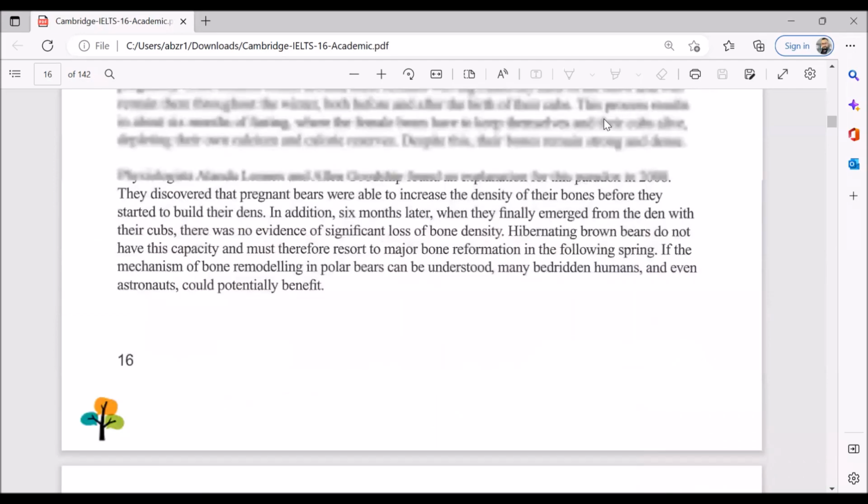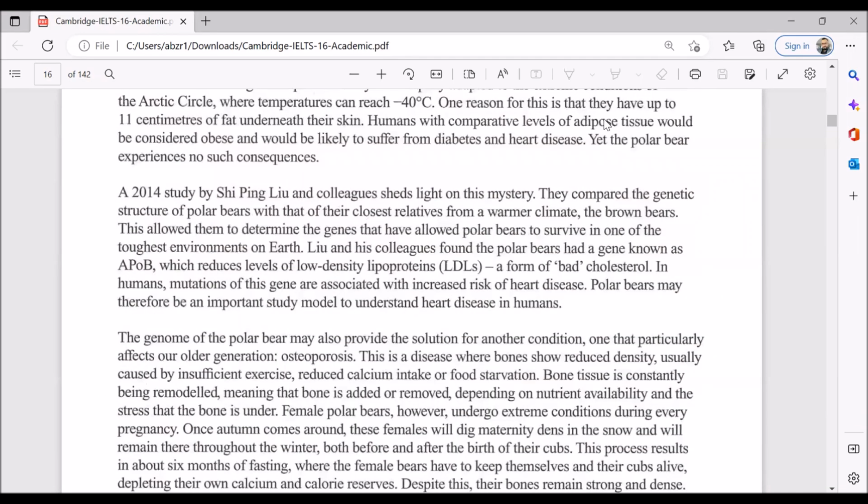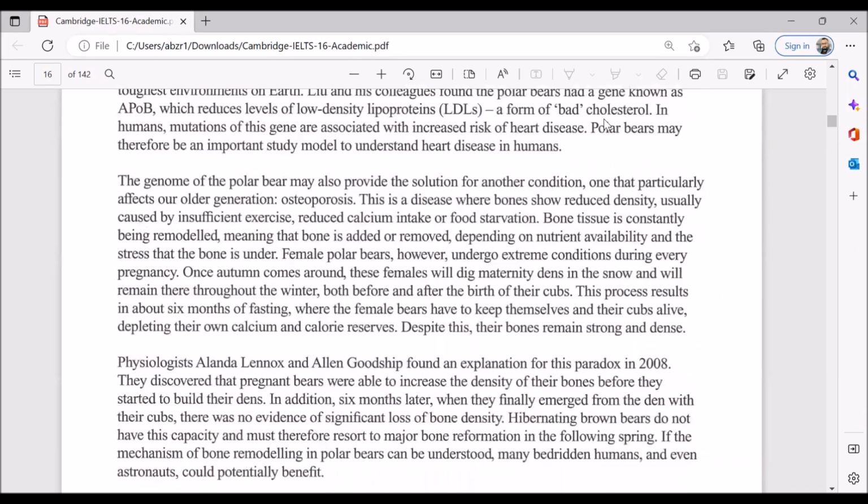I did not read this word in paragraph number 3, not even in paragraph 2 or 1. Okay, let me go through this. Let me just scan the information from the paragraph. You can also do this with me if you find the word spring in paragraph number 3. The genome of the polar bear may also provide the solution. Okay, the word spring or any word related to that is not given.